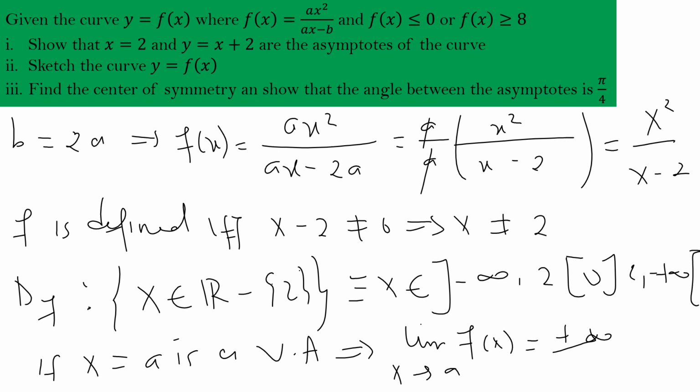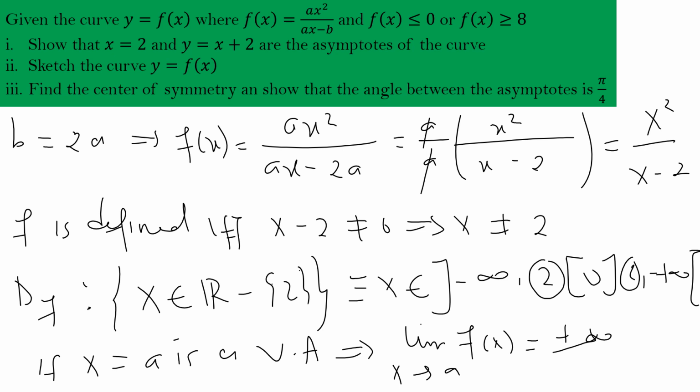So if you find the limit as x tends to 2 from below and the limit as x tends to 2 from above, the result will give you plus or minus infinity. One will give you plus infinity, one will give you minus infinity. So in essence, x equal to 2 is a vertical asymptote. Alright, so you have to do that.